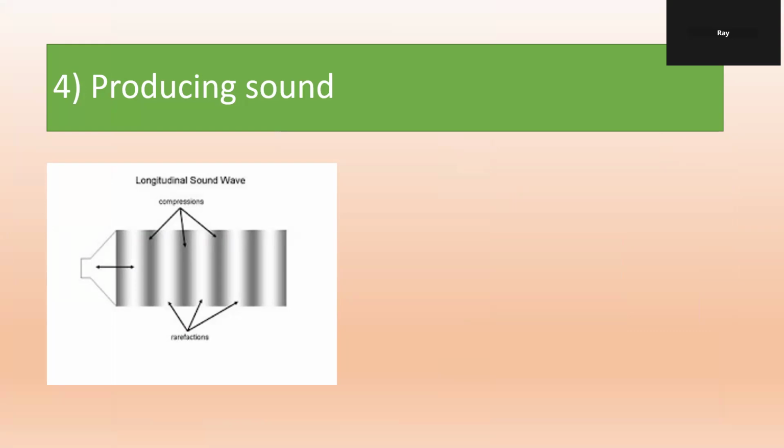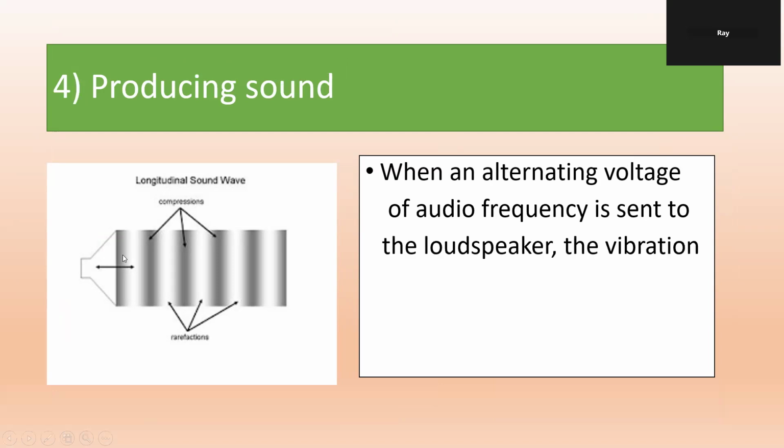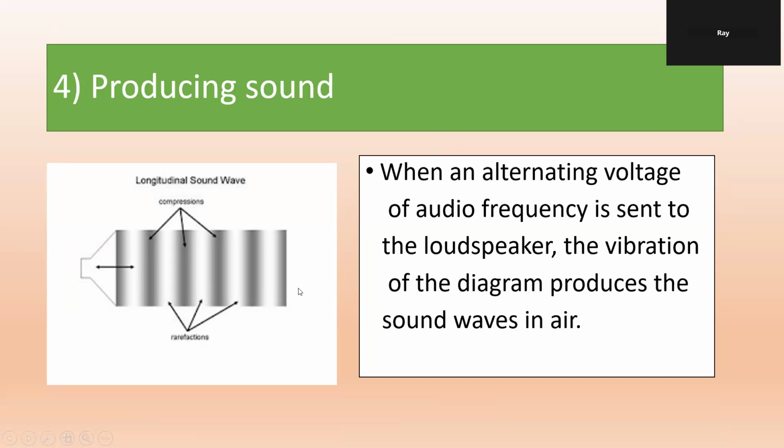Producing sound. When an alternating voltage, right, the key is there must be something that's changing now. Alternating voltage of audio frequency is sent to a loudspeaker. There's a loudspeaker. The vibration of the diaphragm, right? The diaphragm in the loudspeaker produces the sound wave in air. Same, we will have a gadget there, a transducer, to produce the ultrasound.